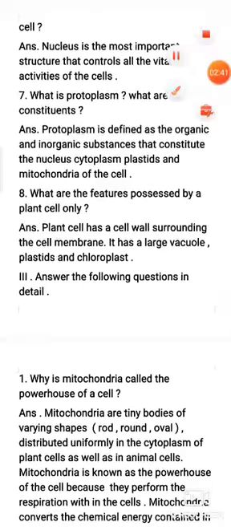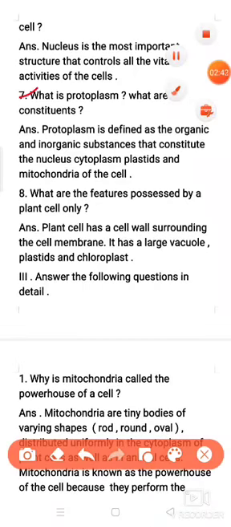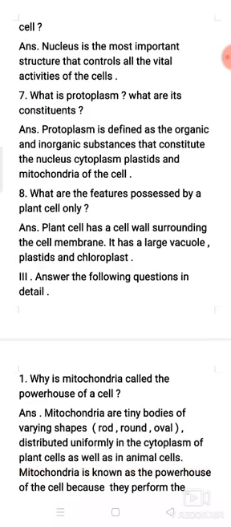Question number 7 is there. What is protoplasm? What are its constituents? Protoplasm is defined as the organic and inorganic substances that constitute the nucleus, cytoplasm, plastids, and mitochondria of the cell. Next, what are the features possessed by a plant cell only? A plant cell has a cell wall surrounding the cell membrane. It has a large vacuole, plastids, and chloroplast.